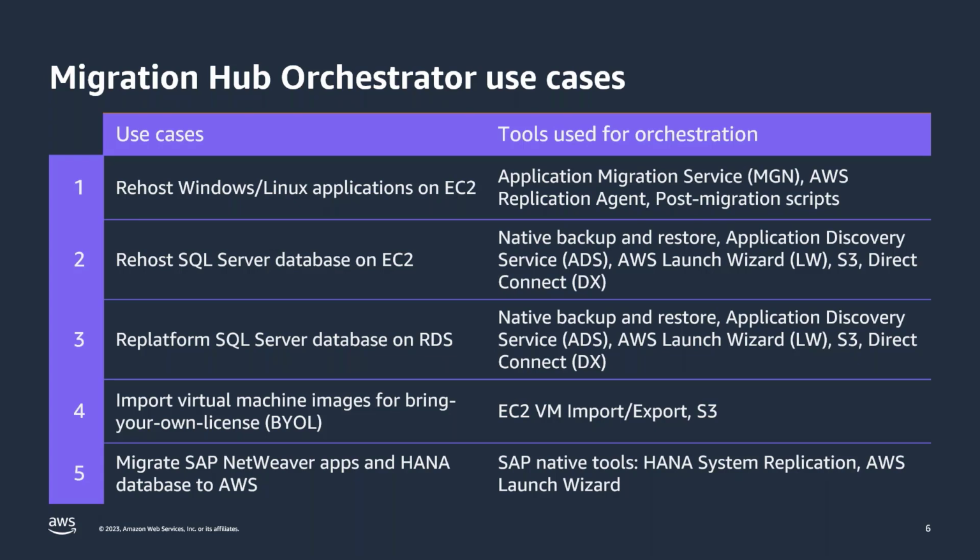We also built another template to support virtual machine image import. You can use this to convert, for example, if you're using VMware and you want to run the same virtual machine image in EC2, you can use this template to convert your image to the EC2 AMI. And of course, we support SAP NetWeaver applications and HANA database to AWS.